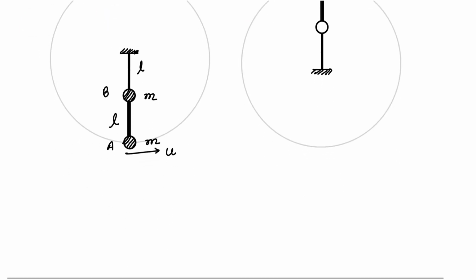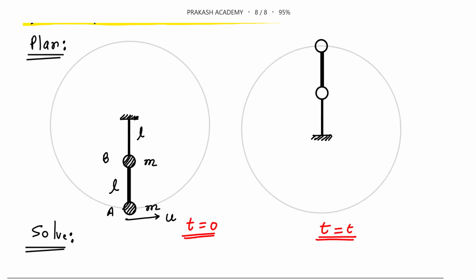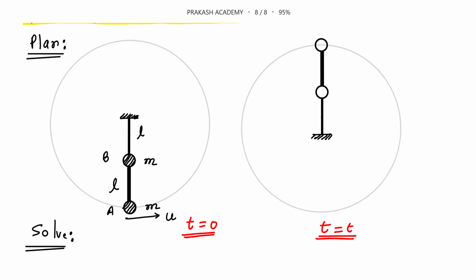Okay, so let us see the solution for this problem. This is the situation at t equals 0, and this is the situation at time t when the dumbbell has reached the maximum height. The question says it just reaches the maximum height or just completes the vertical circle. This means at this point there will be no velocity. The velocity of this mass is 0 and the velocity of this mass is also 0.